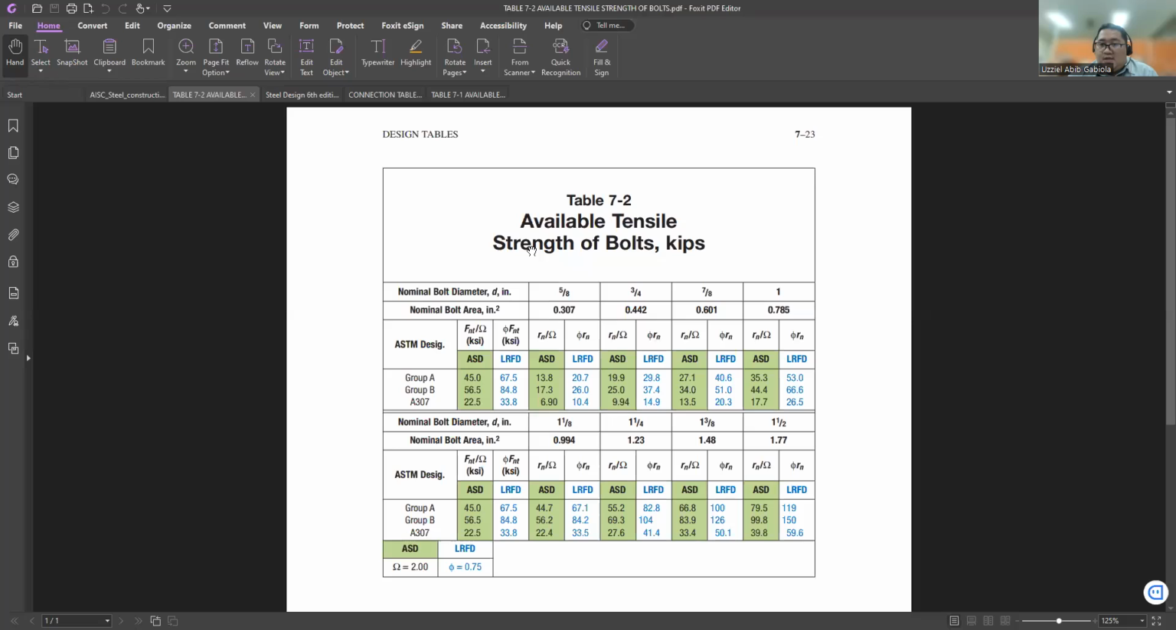Okay, so ito yung itsura ng table 7-2. So, tingnan mo lang yung ASTM designation. So, we have group A. For 7/8, ang capacity naman niya, 40.6. Okay, so we have phi Rn sub T is equals to 40.6 kip per bolt.